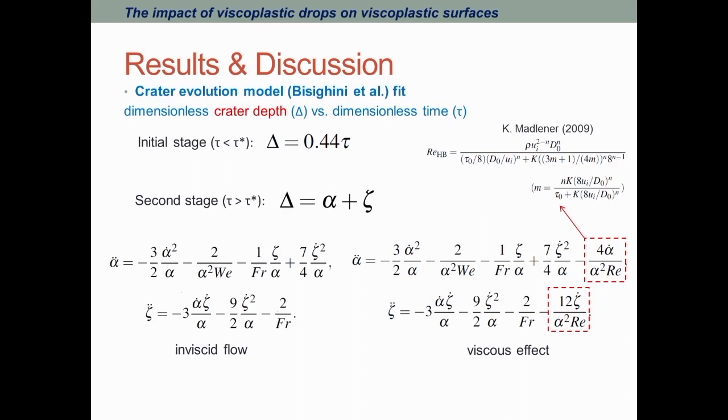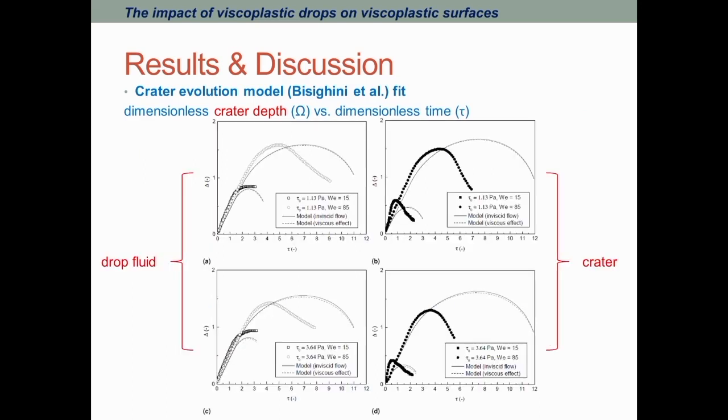Another interesting thing is that we have both the profile of the drop fluid and the crater, which is formed during impact. And it would be interesting to fit our experimental data to a crater evolution model, which was proposed by Bisghini. So this is what we get. For the drop fluid, the data points are experiments and the solid lines are the model prediction, and the same for the crater. You can see that the model describes the behavior of the drop fluid better than the behavior of the crater, especially for the low Weber number cases.